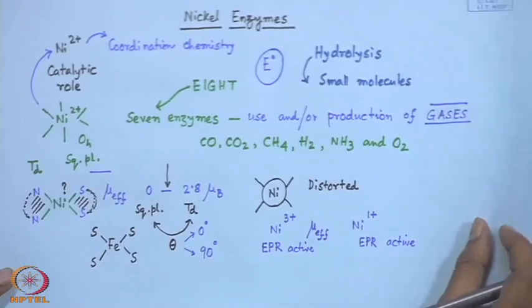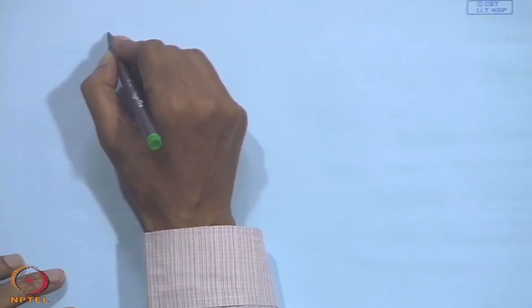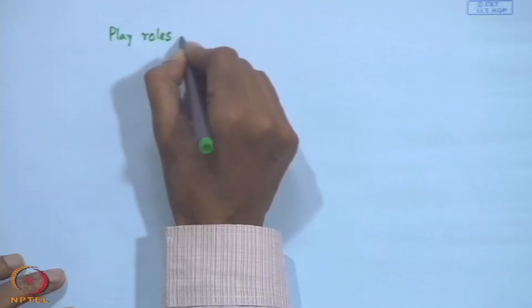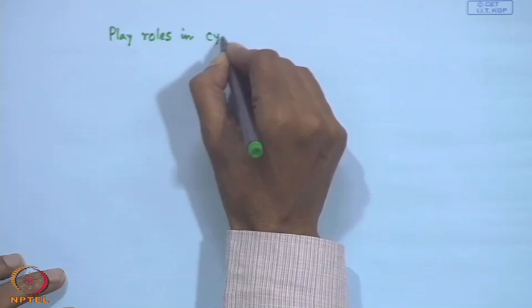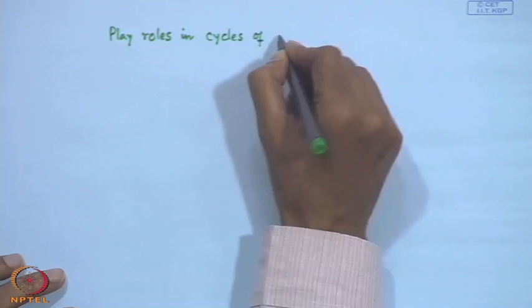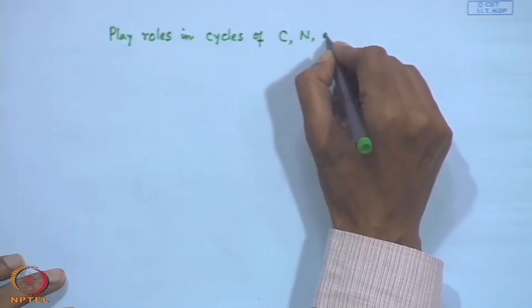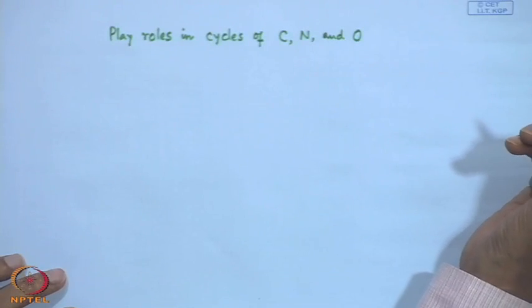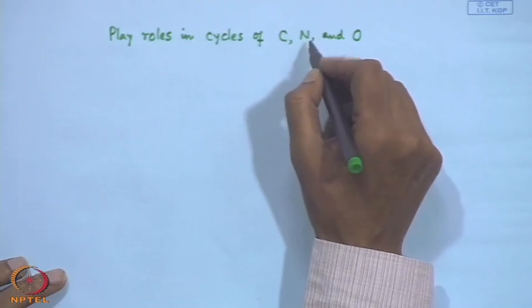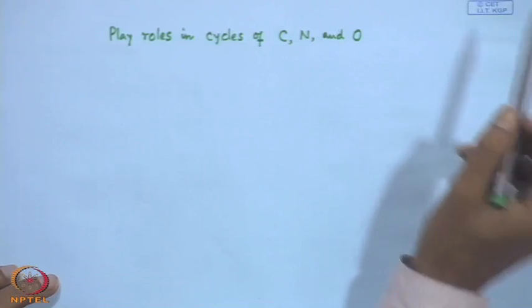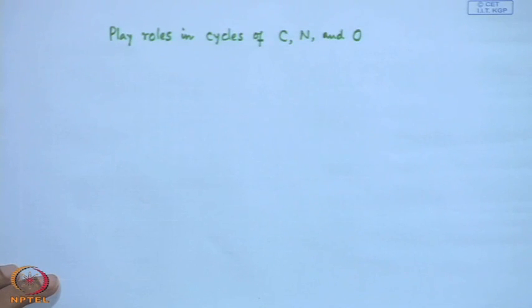So, these are the basic requirements or the basic information you can have to identify nickel in a particular center. Handling all these gases, what they basically contribute to the system is that they definitely play some important roles in the carbon cycle, nitrogen cycle and oxygen cycle. So, they definitely contribute to what nitrogen based species, carbon based species, and some of these oxygen based species you can have in the environment.